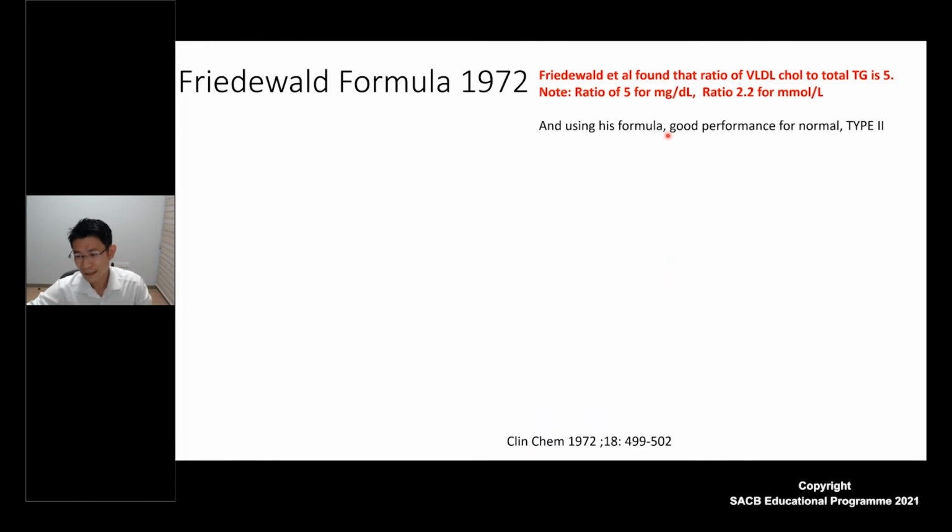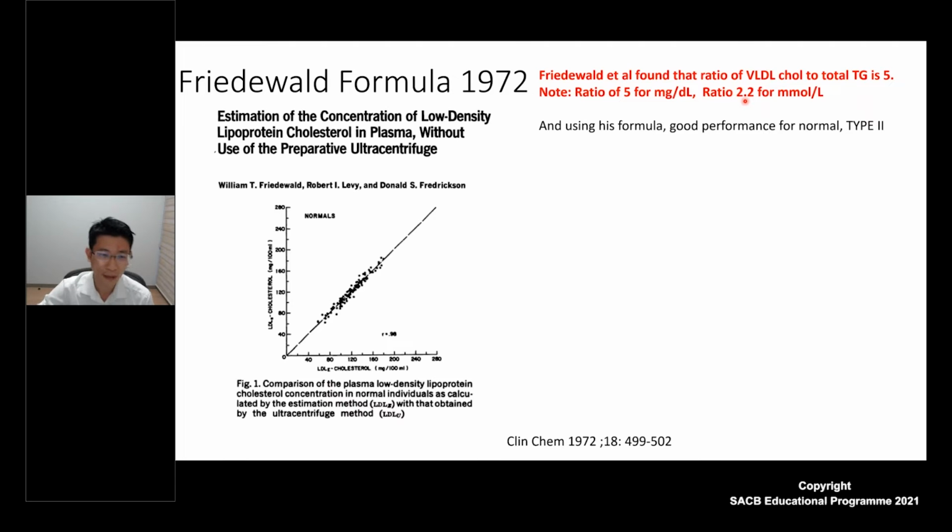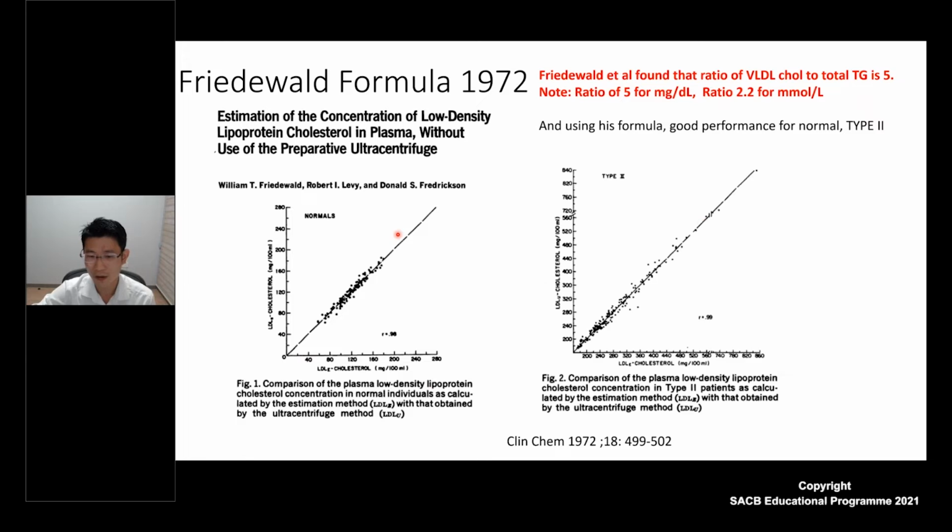If you read the original paper, because it is from America, they use mg per deciliter. In SI units, where your TG is millimole per liter and your cholesterol is millimole per liter, you use 2.2. What he found is that in normal people, his formula works very well. In type 2 lipoprotein disorder, which is familial hypercholesterolemia, a genetic condition whereby cholesterol is very high, it works very well in these patients too.